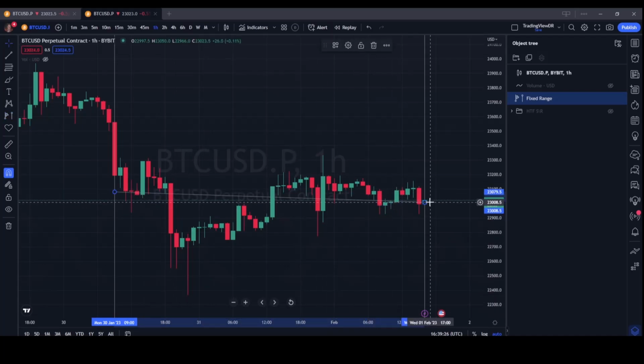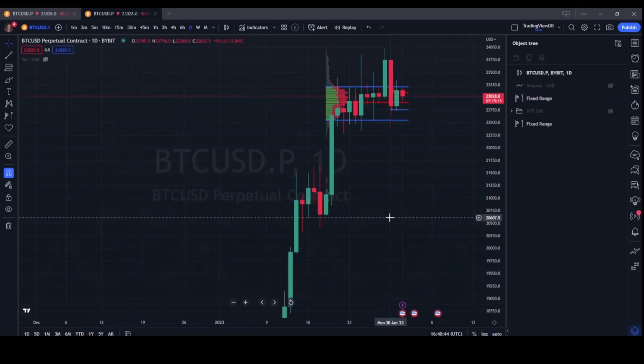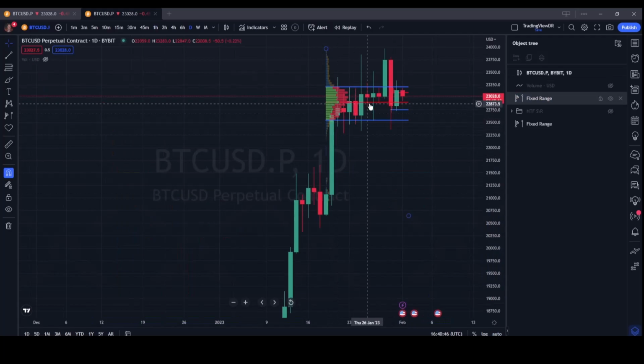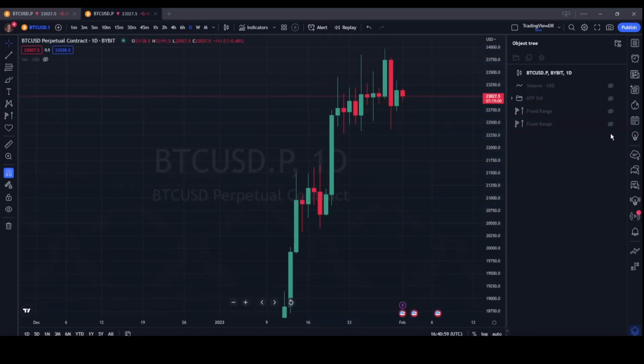chart. I'm on the 1 hour chart, so I'm more or less aware value area low, value area high, and point of control. I'm now going to go on to the daily and do a similar thing over there. So now I've got a low time frame fixed range and a high time frame fixed range. So let's hide those.